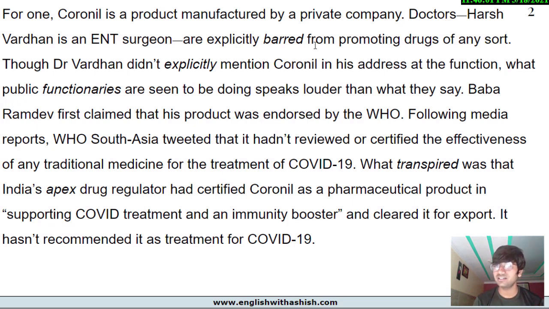Doctors are explicitly barred from promoting drugs of any sort. Harshvardhan is an ENT surgeon. Extra information, right? Doctors, Harshvardhan is an ENT surgeon, are explicitly barred from promoting drugs of any sort.